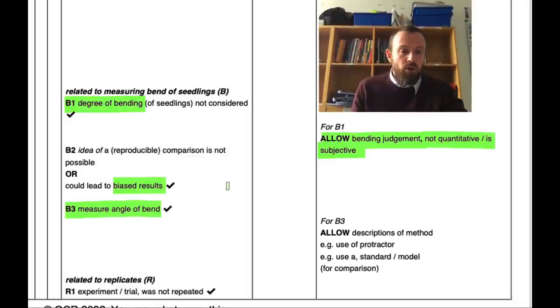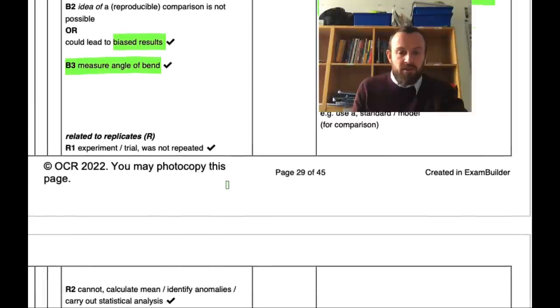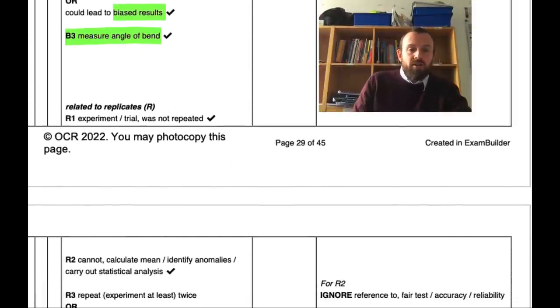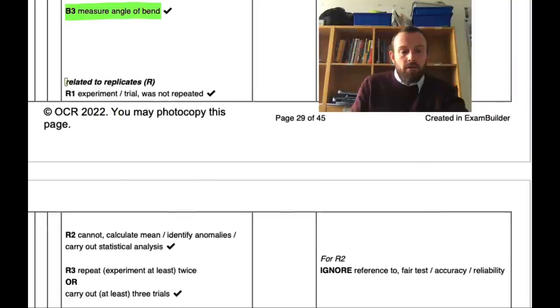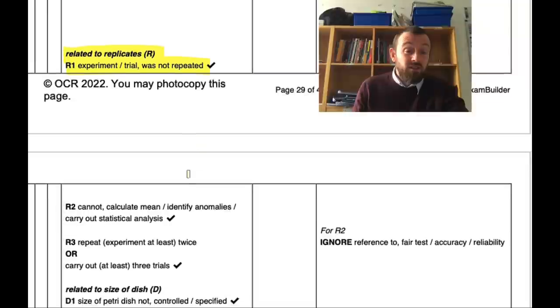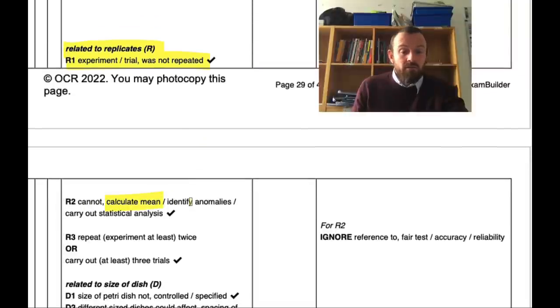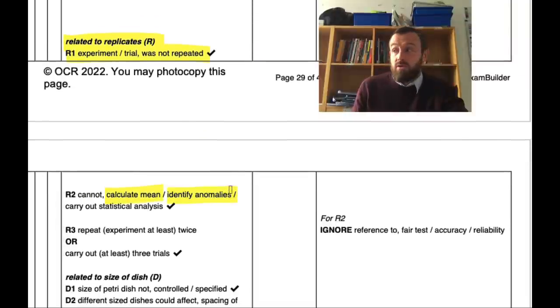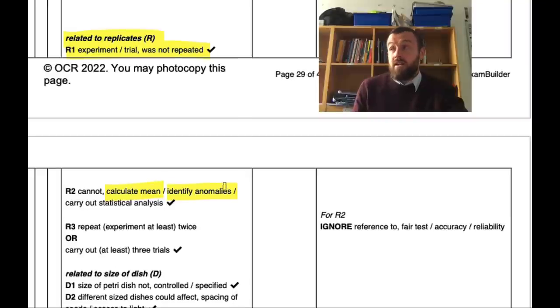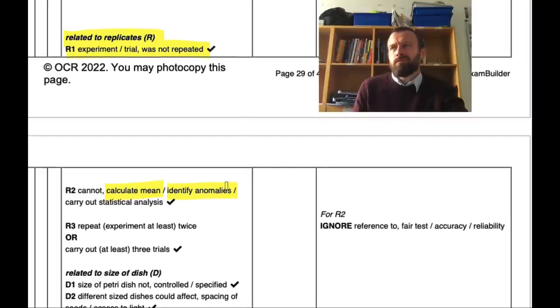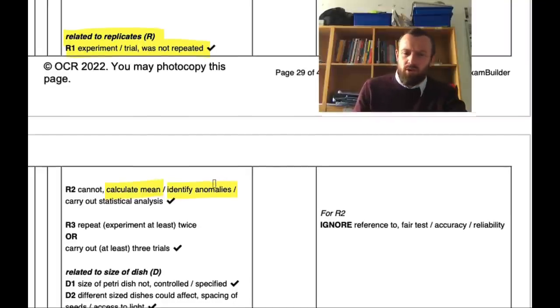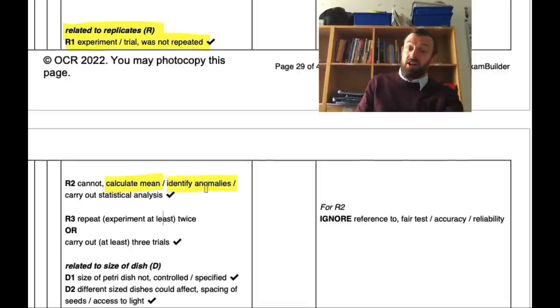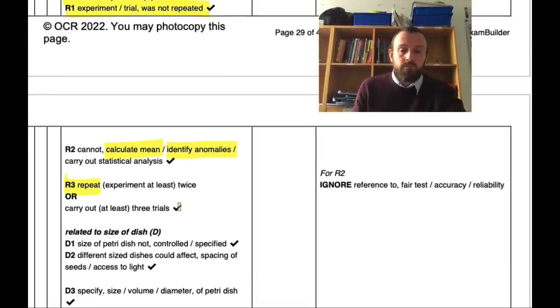Another thing, always worth a go, and I'm kicking myself I didn't see this as well, replicates. Color in yellow again. There were no replicates in this experiment. We just used one of each pot. So that's not good. You can't calculate a mean or identify anomalies. Maybe one tray, I don't know, accidentally got the wrong water. Maybe distilled water wasn't used on one tray. Maybe accidentally acid was used and everything died. Well, that wouldn't be very good, would it? So repeats would be better.